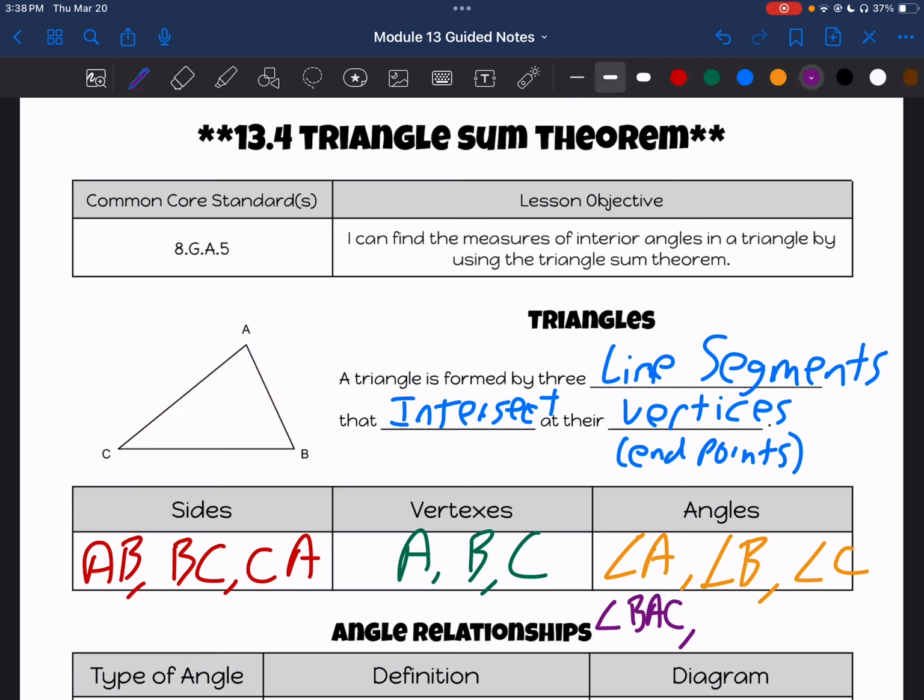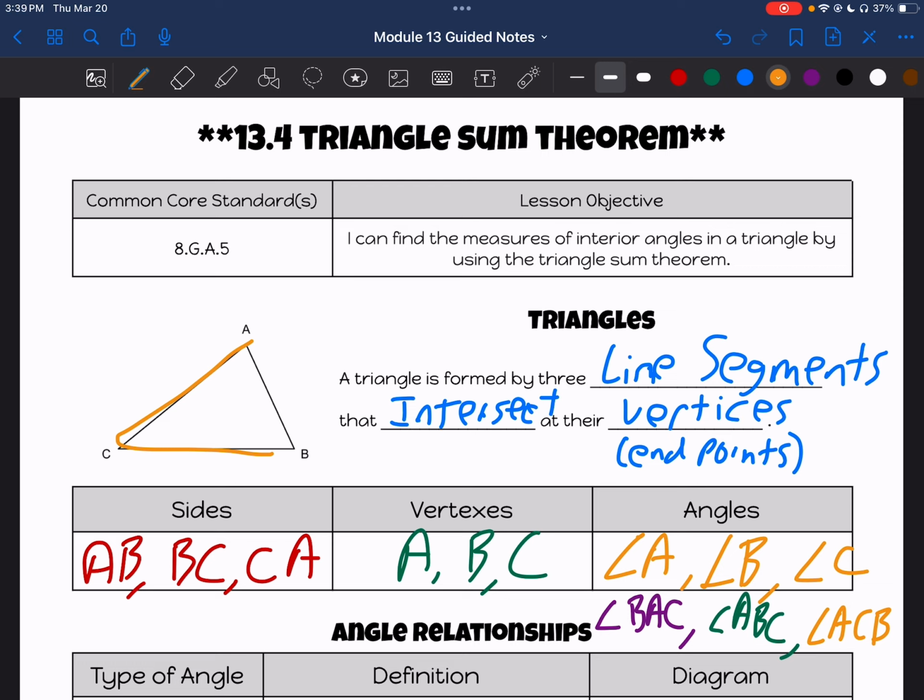Angle B is going to be this angle here, so that could be written as angle ABC. So the vertex of the angle is going to be the center letter that's identified. And then angle C, if we take a look at it, is A to C to B, so we could say angle ACB. All right, so those are two different ways that we could represent these angles.